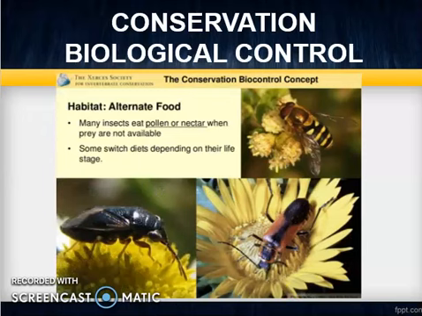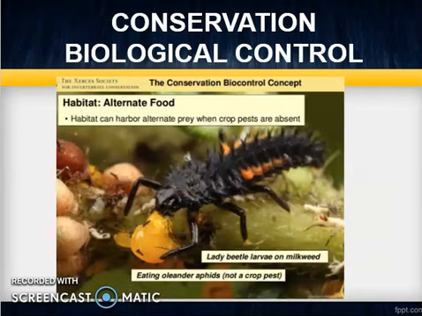Now, let's discuss the importance of habitat for a certain group of insects that we call beneficial insects. The first one is that habitat provides alternate food. Many insects eat pollen or nectar when prey are not available. Some species' diets depend on their life stage. Okay, next, we continue the discussion of the importance of habitat as alternate food. Habitat can have alternate prey when crop pests are absent.